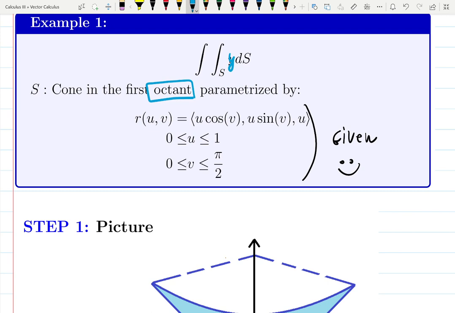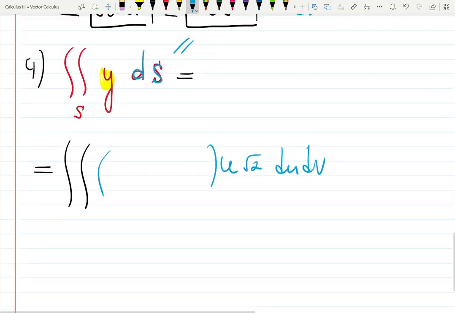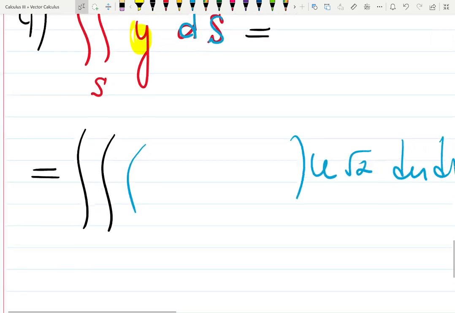u sine v. How do you know? Right there, it's in the y. It's right there. You're not supposed to say just right there. You're supposed to actually explain it. Imagine you explaining it to a blind mathematician.